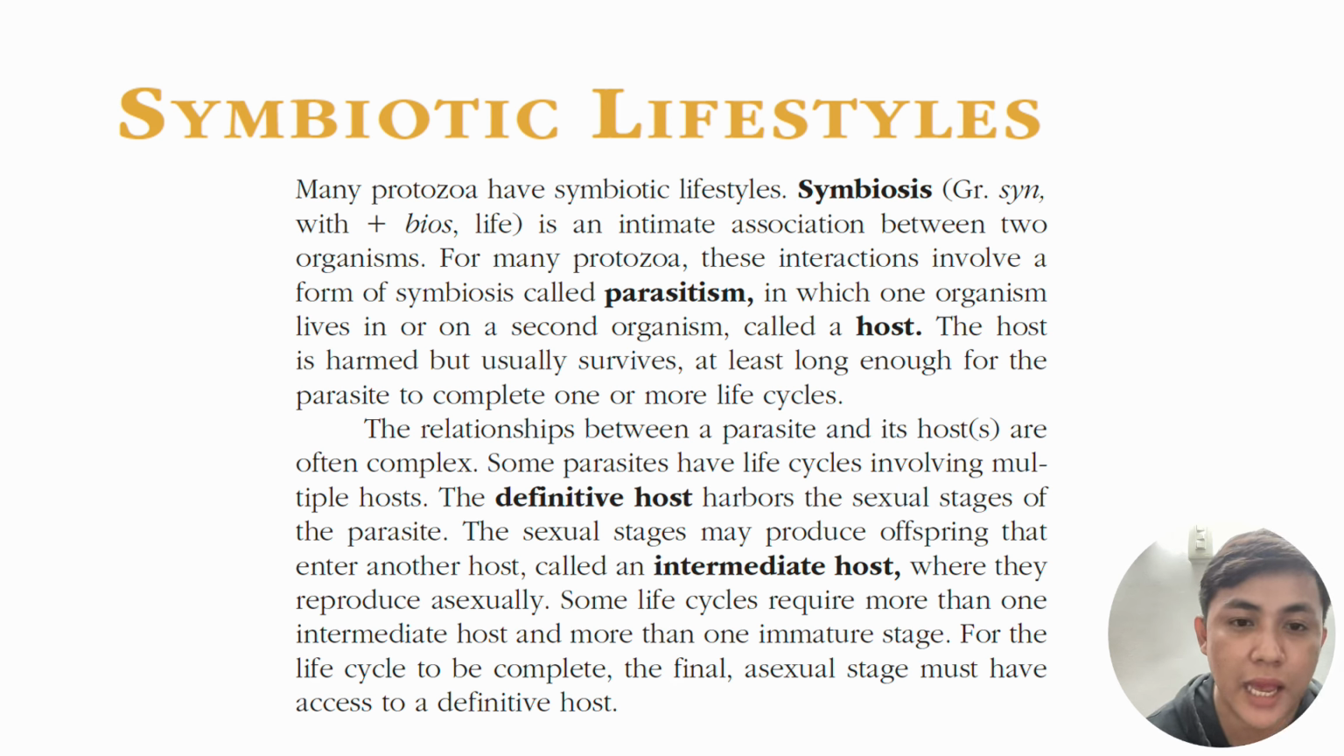Some parasites have life cycles involving multiple hosts. The definitive host harbors the sexual stage of the parasite. The sexual stages may produce offspring that enter another host, called an intermediate host, where they reproduce asexually. Some life cycles require more than one intermediate host and more than one immature stage. For the life cycle to be complete, the final asexual stage must have access to a definitive host.